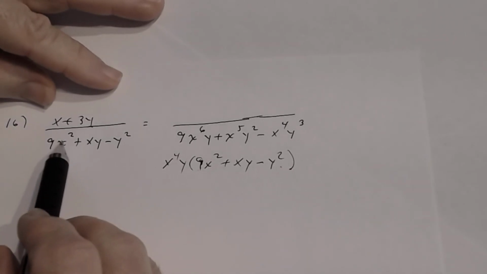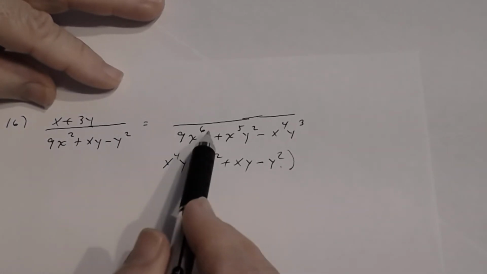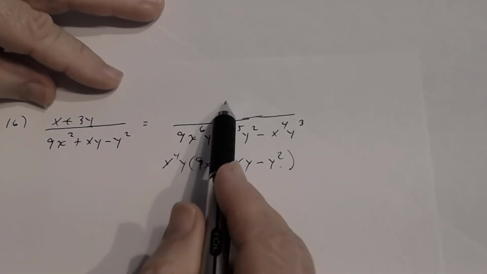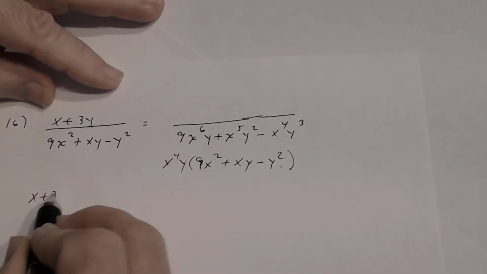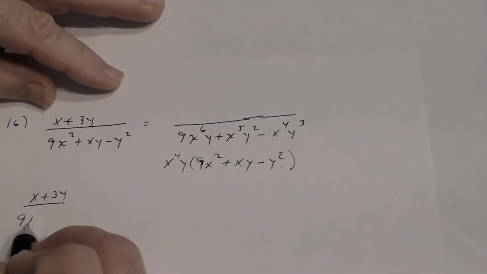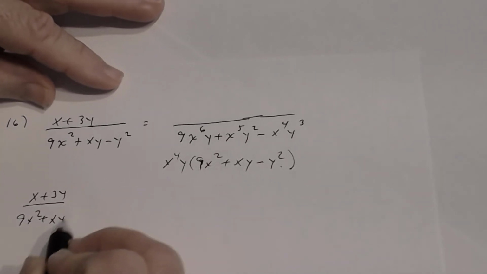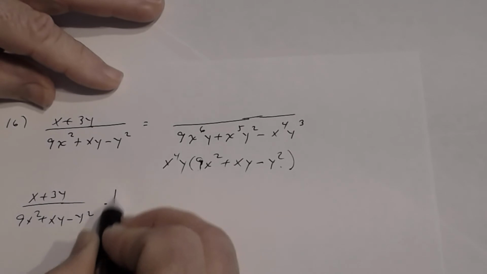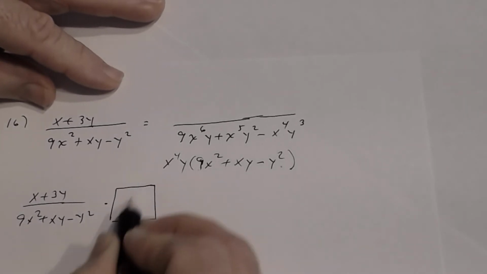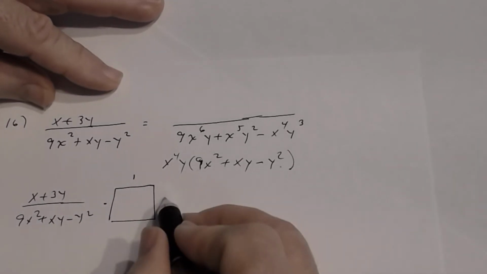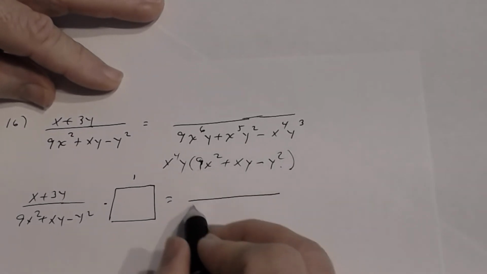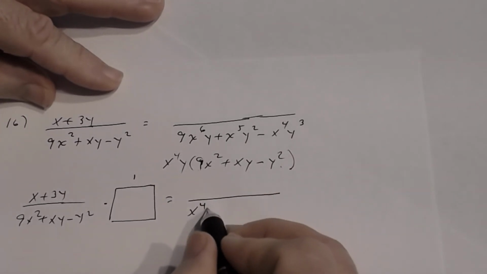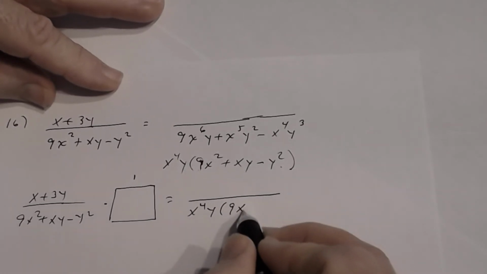So again, I want to write an equivalent rational expression that has this denominator. So I've got to figure out what that numerator is. So I have x plus 3y divided by 9x squared plus xy minus y squared, times some rational expression that's equal to 1, and I want to get a new, equivalent rational expression that has this denominator. Okay, so that's the goal.